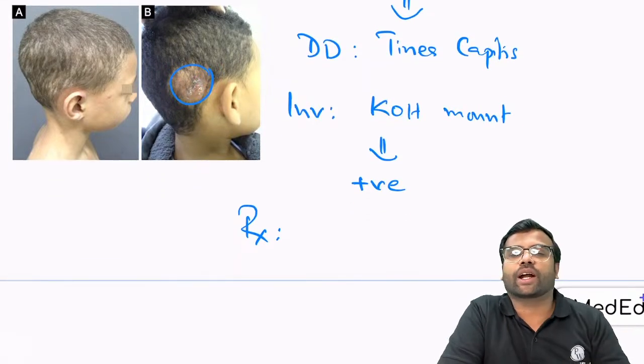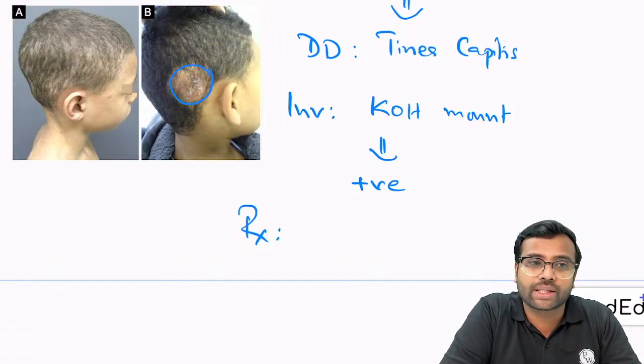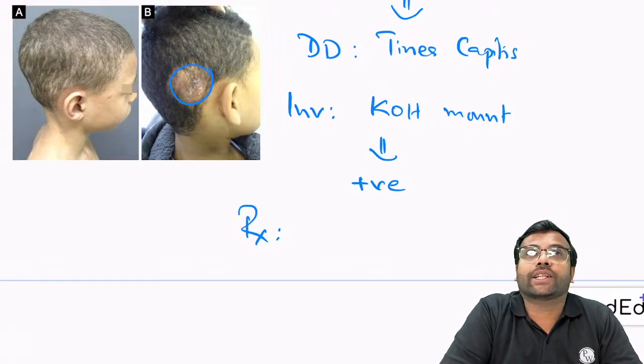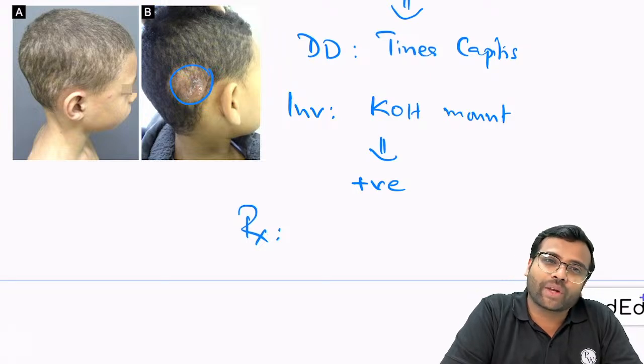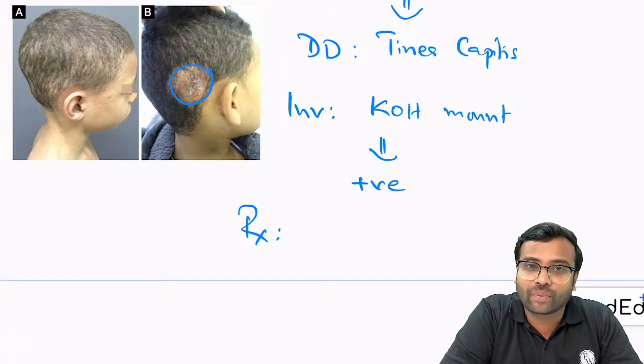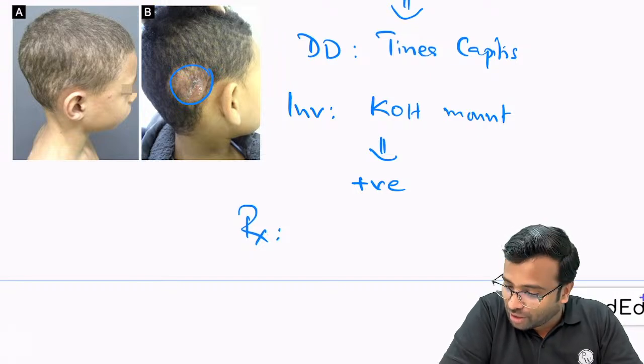Is there any drug of choice in the case of Tenia capitis? So what should be the drug of choice? Are you going to treat this patient with fluconazole? Are you going to treat this patient with amphotericin B? Are you going to treat the patient with griseofulvin, itraconazole, terbinafine?